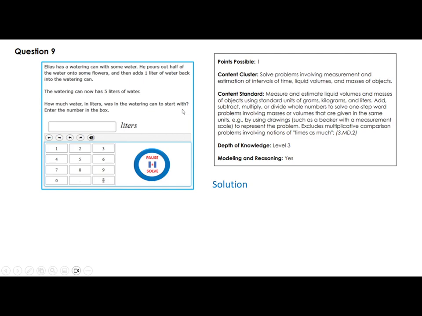Okay, this requires some thinking. So, the information I have here is that once I added 1 liter, I got 5. So before I add the liter, I have 4, right? And 4 represents half of what it was at the beginning, because he pours out half of the water. So we have to start with 8. So start with 8, pour out half of it, you still have 4. You add 1, you get 5.